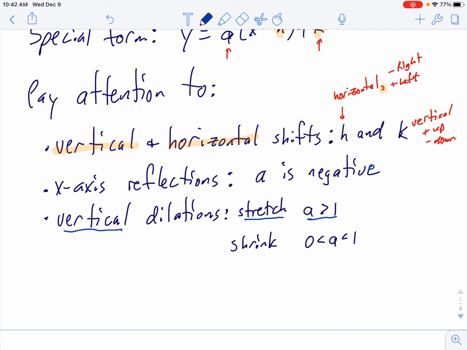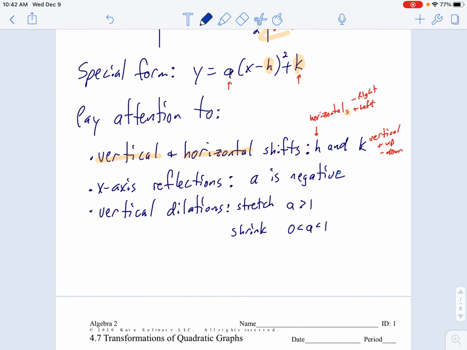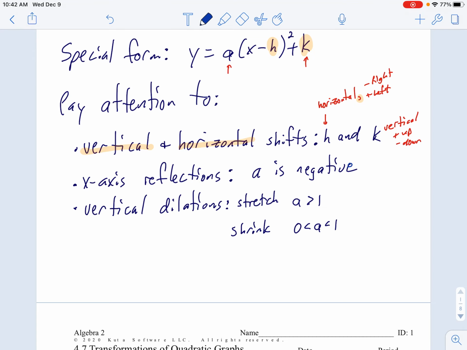So just think about yourself. If I could wave a magic wand and multiply you by 2, you'd be twice as tall. Or multiply you by 1/5, you'd shrink down to 1/5 your normal height. Kind of weird, but I don't know. It's a context that might help you remember that.